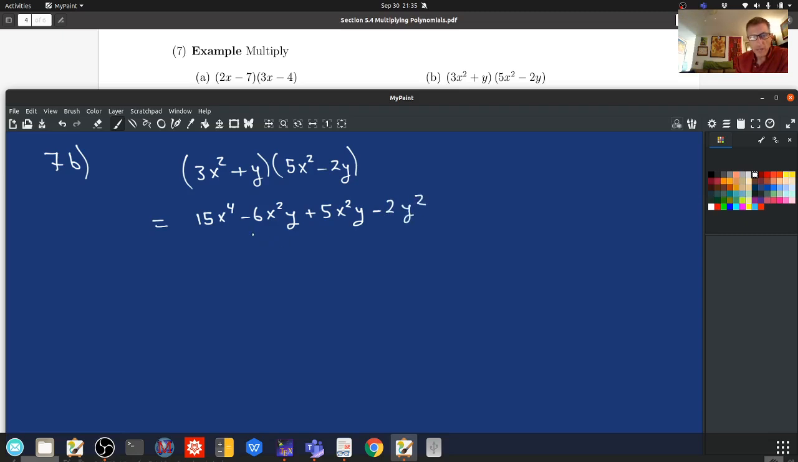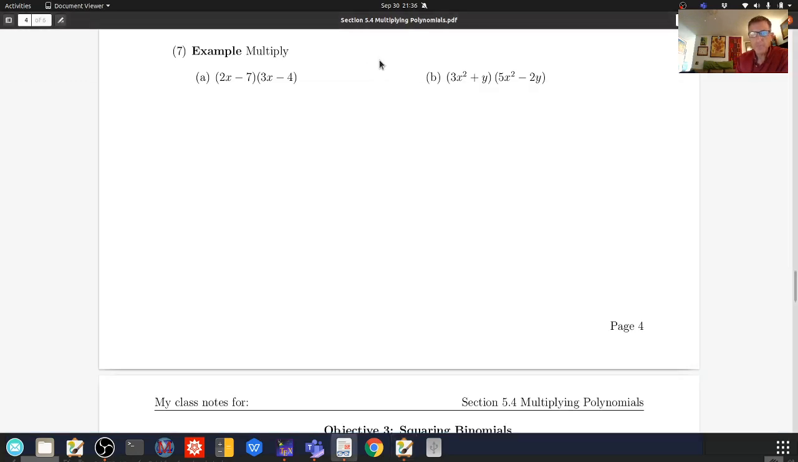And we do have two like terms. They need to be combined. So minus 6x squared y plus 5x squared y is minus x squared y. And then I have minus 2y squared.